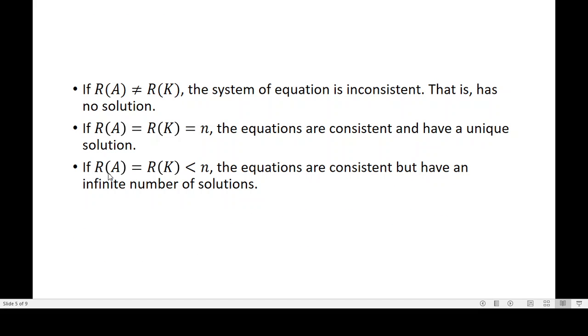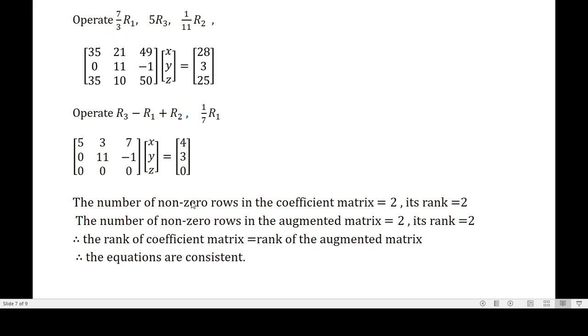Here we have R of A is equal to R of K less than n. Therefore, equations are consistent but have an infinite number of solutions. So, this system of equations is consistent because the rank of the coefficient matrix is equal to 2, that is equal to the rank of the augmented matrix. So, the system of equations is consistent. Let us find the solution.